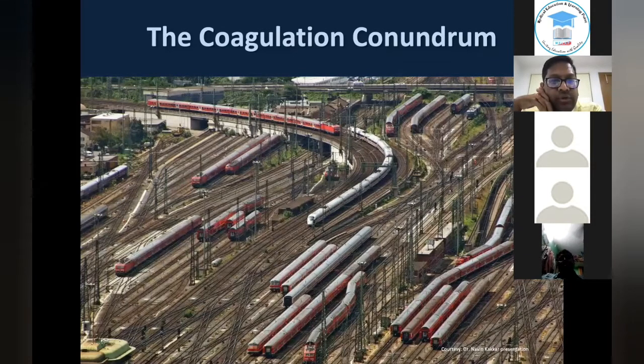Whenever you look at lots of railway crossings crisscrossing each other, you don't understand which train will go in which way. It is very similar in coagulation. Many times we land up in a confused state about what we are actually dealing with. That's the reason coagulation appears many times to us as a conundrum.